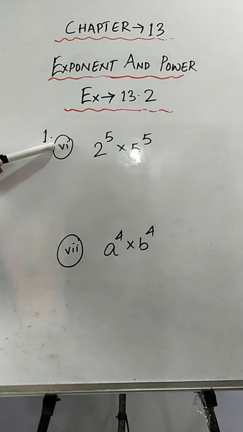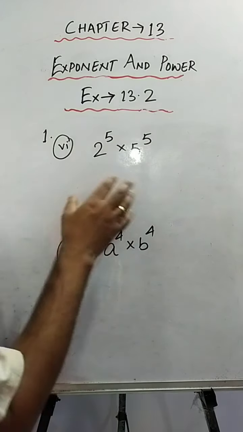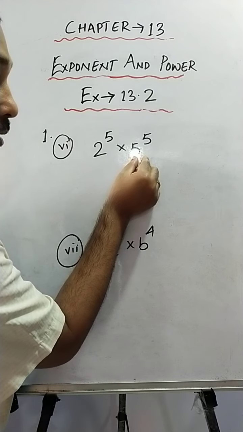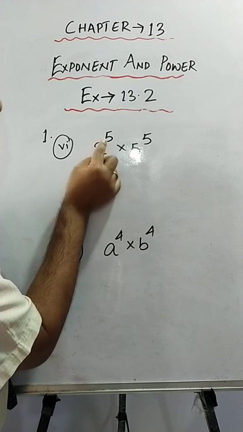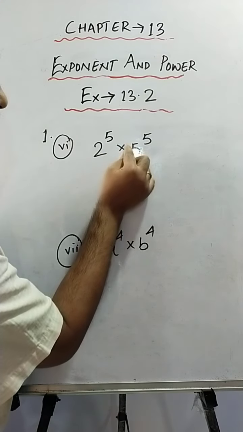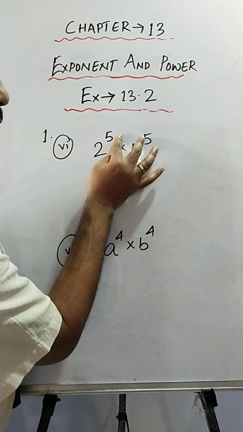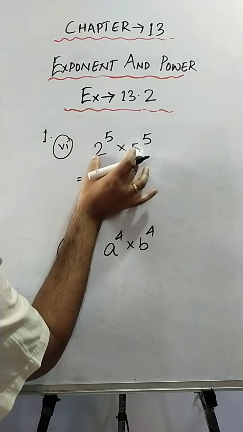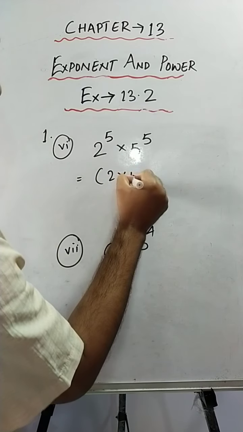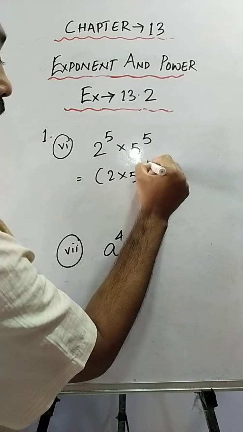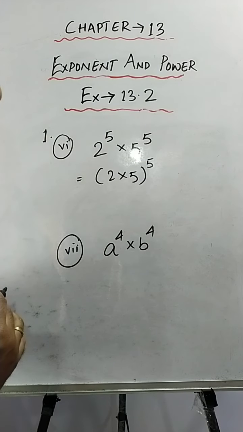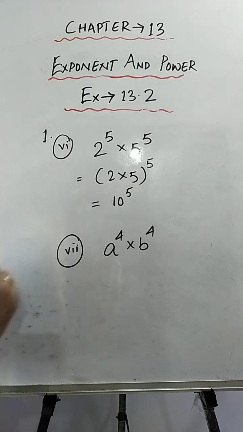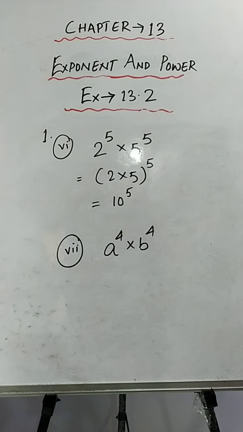Now sum number 6, sum number 7. Here you see two exponential forms are given. Bases are different. In the first case, base is 2. In the second case, base is 5. But the powers are same. So what do we have to do? We have to bring the bases together, and we have to take the power as common. So 2 5s is what? 10. So 10 to the power 5. So this is the required answer.